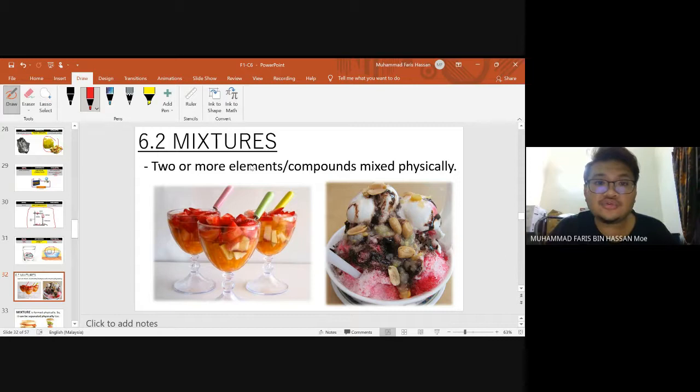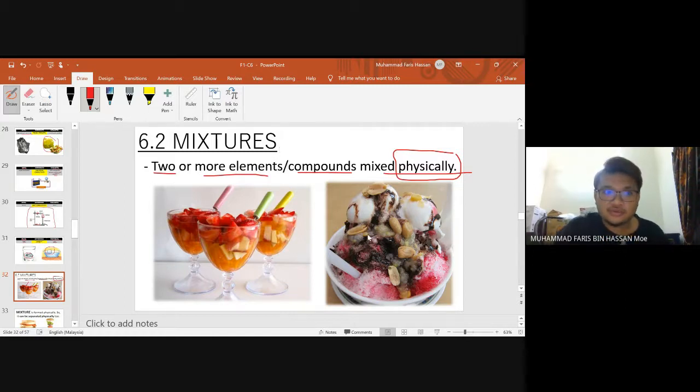So we go through the mixtures one by one. So what is actually a mixture? Mixtures are two or more elements or compounds mixed physically. The keyword here is physically, because if the two or more elements or compounds are mixed chemically, it is not a mixture. It should be a compound. I already told you about the compounds, where the compounds mix chemically, about 10 or 15 minutes ago. So for mixtures, they are mixed physically.